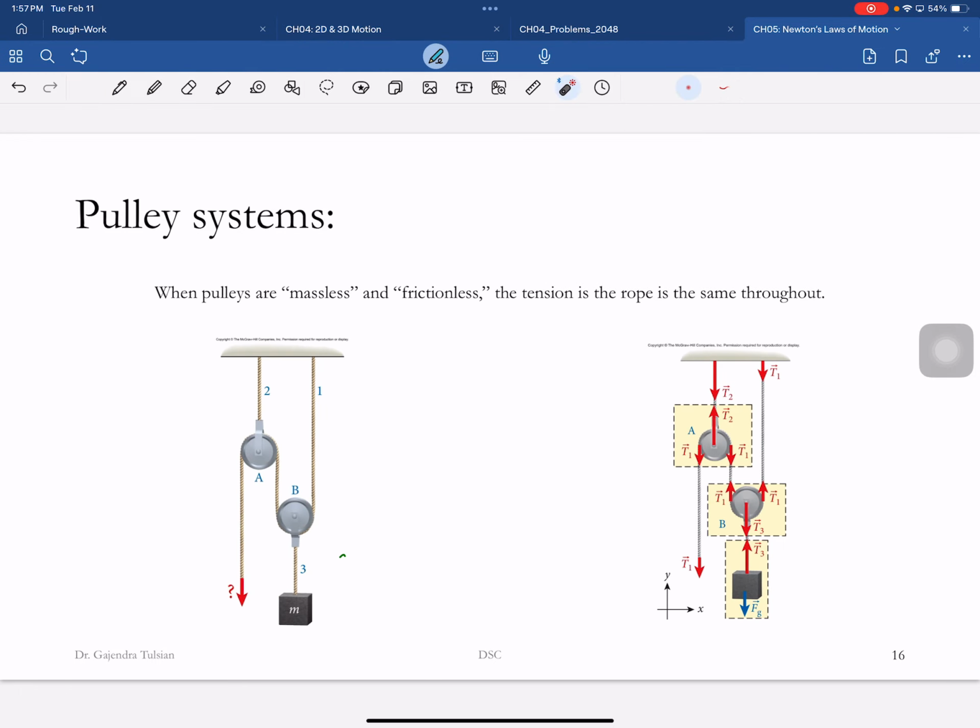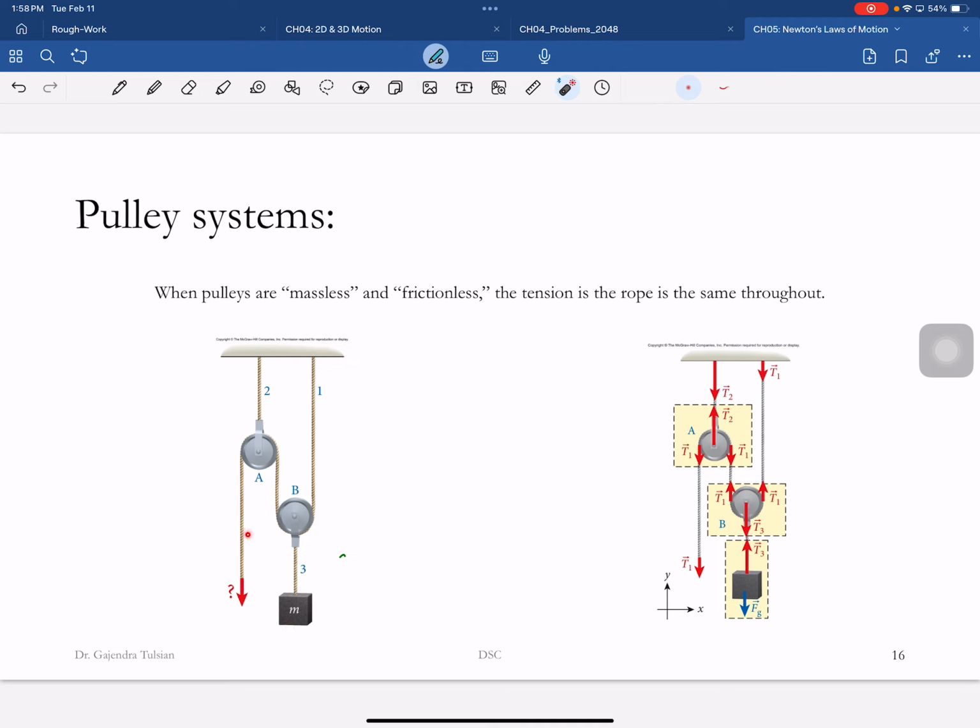All right, so what is this guy? It's a machine. What does a machine let you do? Yeah, so it lets you apply smaller input forces and get a larger output force. Sometimes you might apply a larger force for a smaller input force.